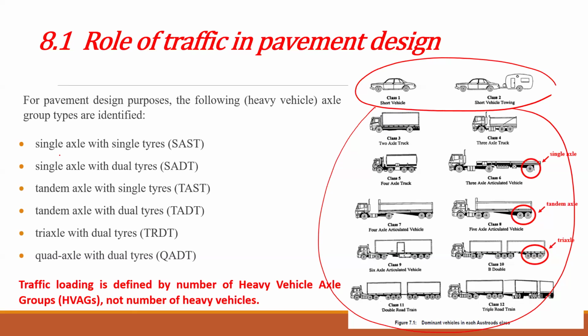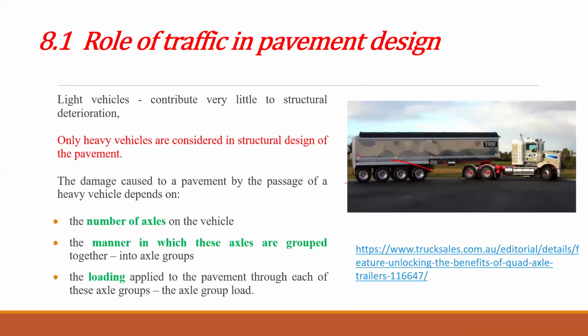Okay, so when you consider the heavy vehicles, it's not just the number of heavy vehicles. We need to know the tire configurations, how many axles we have, and in each axle, how many tires we have, and how much load is applied. So if you look at this picture here, we have 4 axles. Do you see that? Maybe we can't see how many tires we have, but the number of tires is also important.